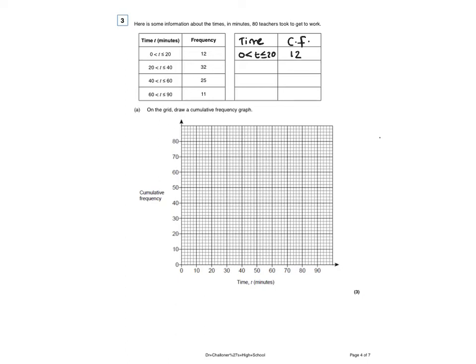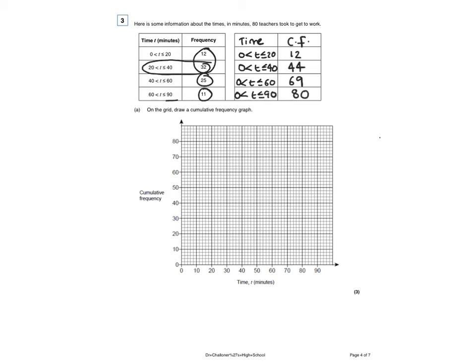It's 12. I can then write the next time, not just the 20 to 40 minutes, which is the 32 people. I could think, well, how many people took up to and including 40 minutes overall? Well, it's the total of the 12 and the 32 people, which is, of course, 44 people. We're then looking at how many people took up to 60 minutes. So we add on this 25, which takes us to a value of 69. And then we're looking for how many people took up to 90 minutes overall. Well, it's the total of everybody, so it's 80.